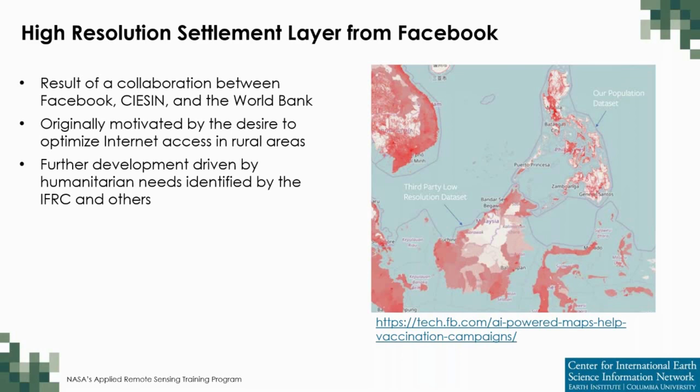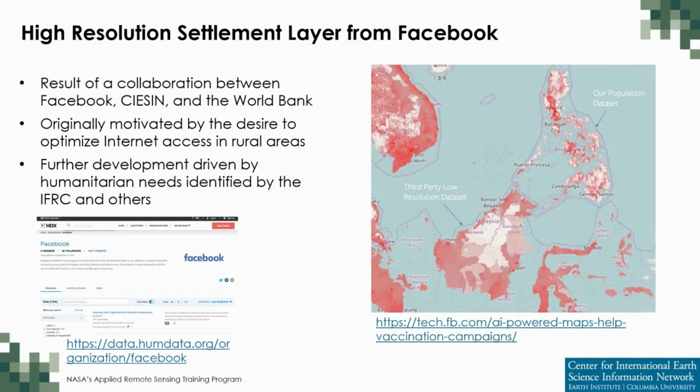So they saw the potential for processing very high volumes of imagery to do a better mapping in those rural areas. But then as they went along, they also realized how useful those kinds of data could be for applications like vaccination campaigns and other kinds of humanitarian assistance. And they began working with the International Federation of the Red Cross and Red Crescent societies, and posted the data openly on the Humanitarian Data Exchange. So those data are openly available, licensed with a Creative Commons open license.